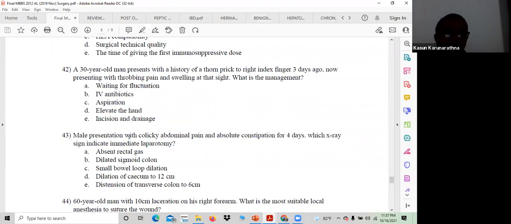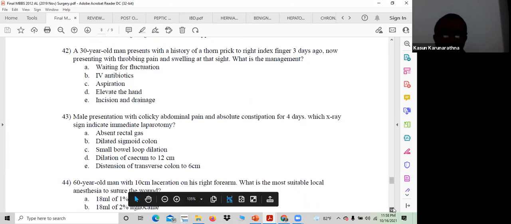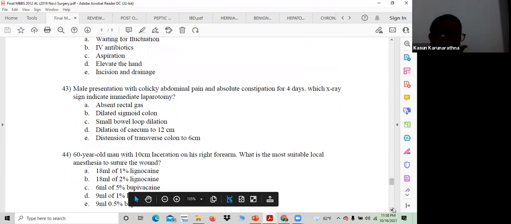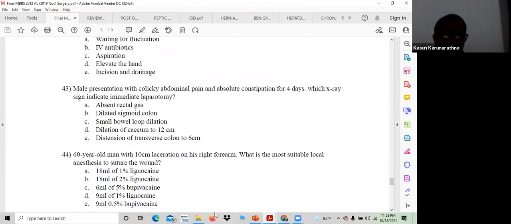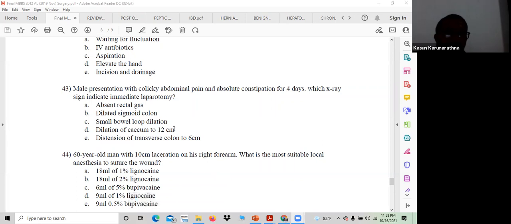So incision and drainage is the answer. Question 43. Male presented with colicky abdominal pain and absolute constipation for 4 days. Which X-ray sign indicates immediate laparotomy? Answer for 43, yes, D. Dilatation of cecum. Cecum diameter more than 9 centimeters means it's dilated with high risk of perforation, right? It's like a closed loop obstruction. So D should be the answer, right?